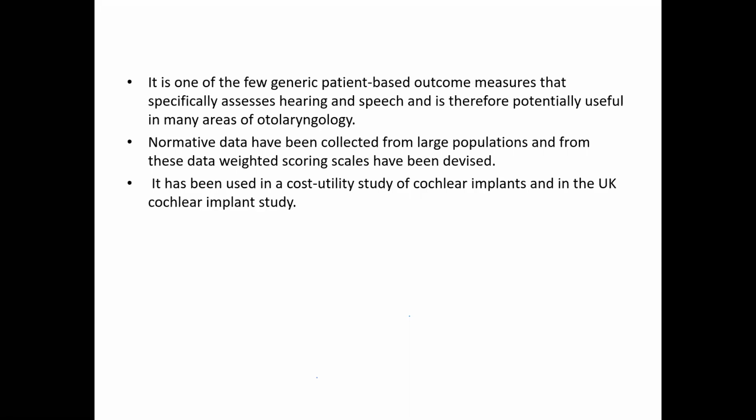It is one of few generic patient-based outcome measures that specifically assesses hearing and speech and is therefore potentially useful in many areas of otolaryngology. Normative data have been collected from a larger population and from these data weighting score scales have been devised. It has been used in a cost utility study of cochlear implants and in the UK cochlear implant study.